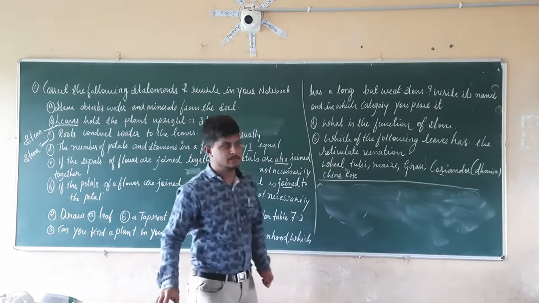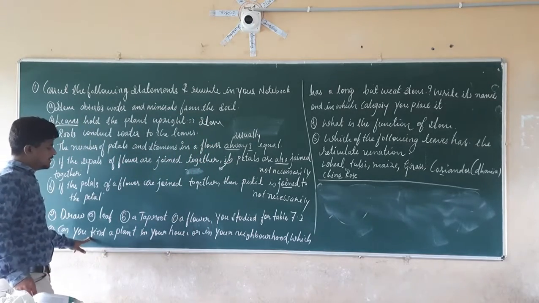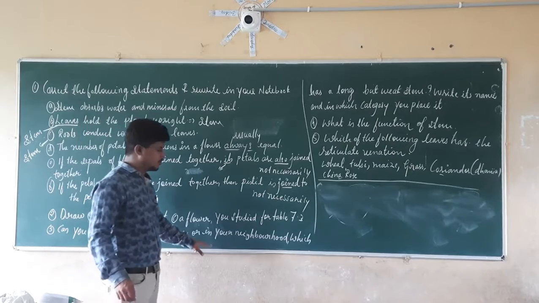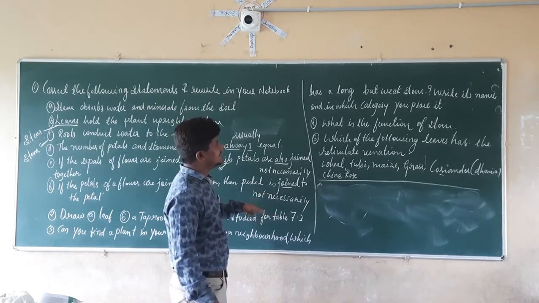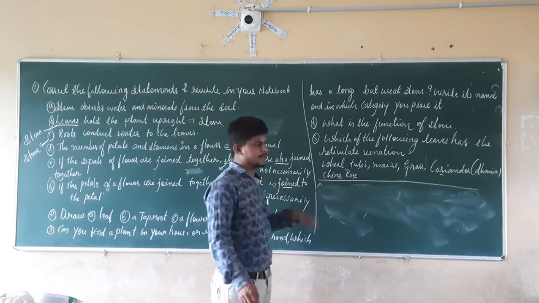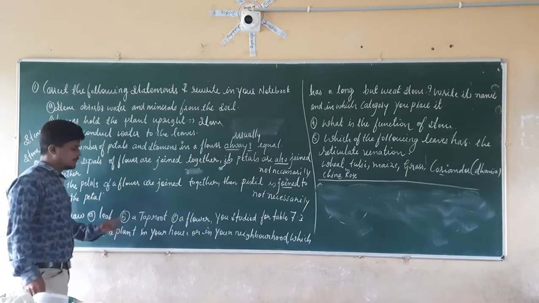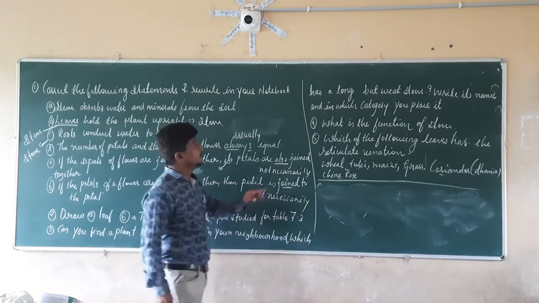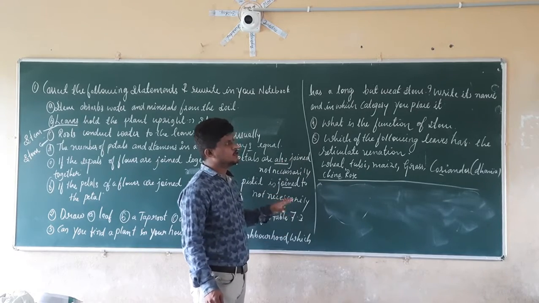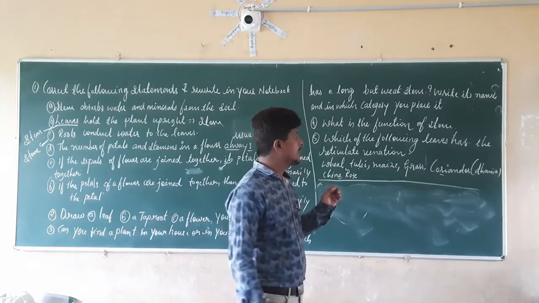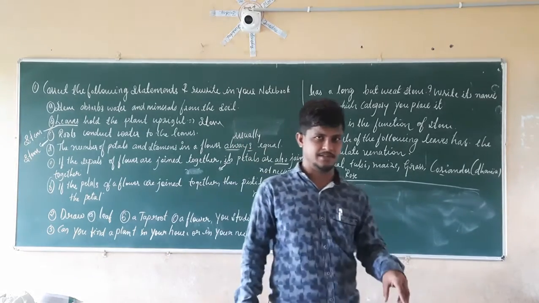So let us consider the main question number 3 here. Can you find a plant in your house or in your neighborhood which has a long but weak stem? Write its name and in which category you place it. So we have to identify a plant which has a long but weak stem.